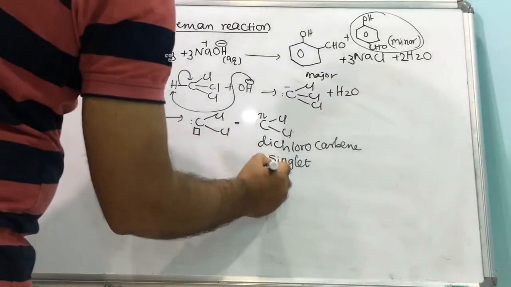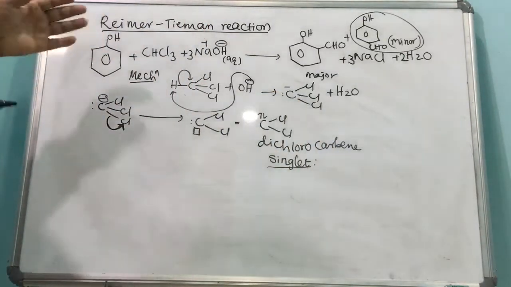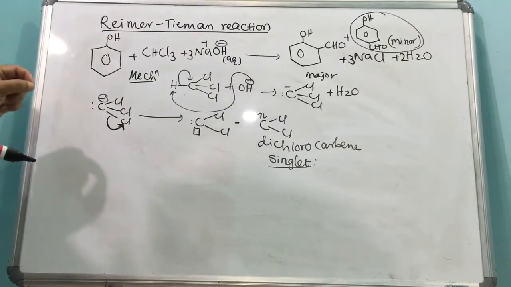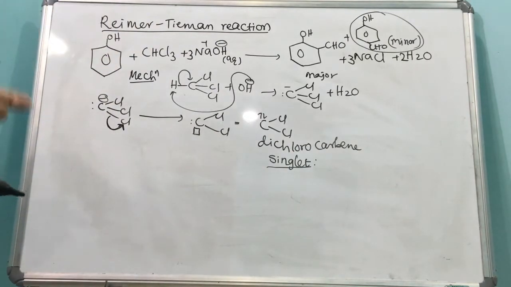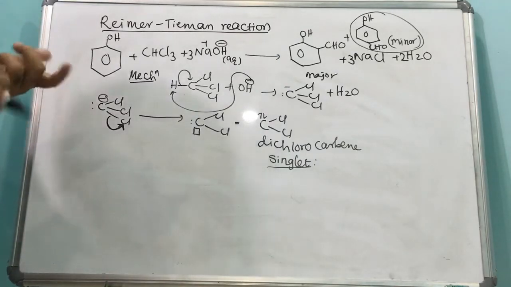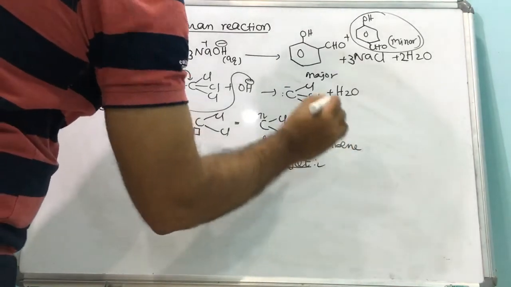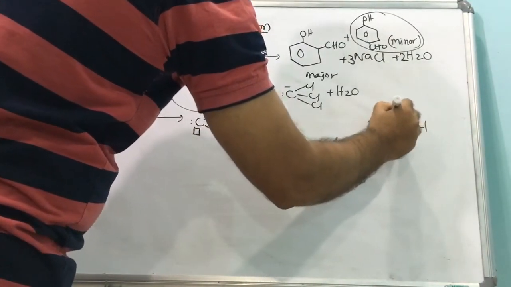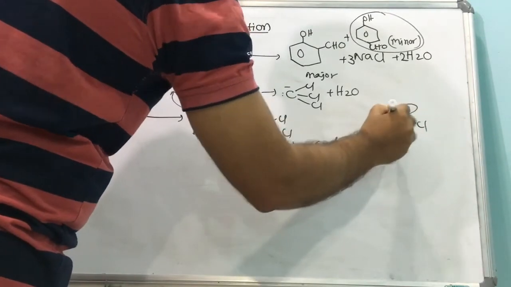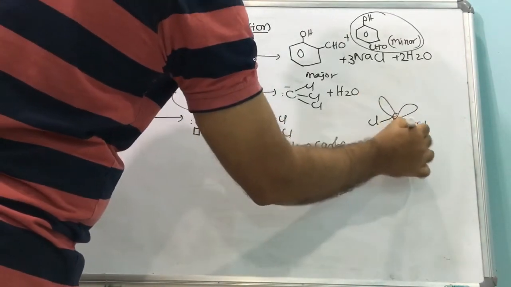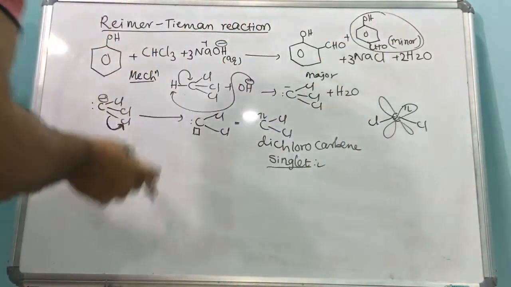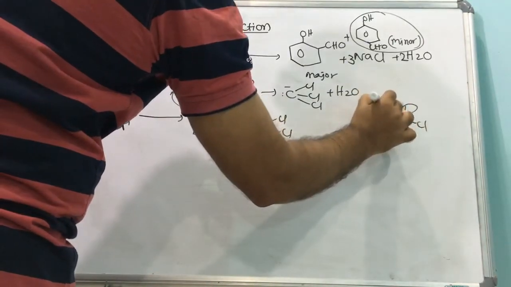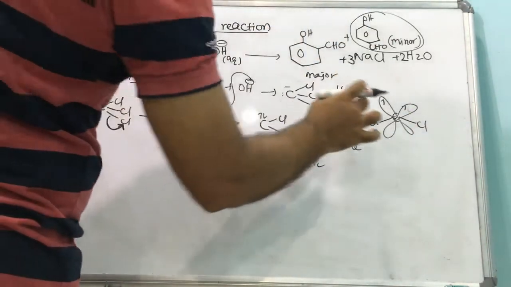This dichlorocarbene is here in the form of a singlet carbene. Sometimes in competitive exams they may ask: in the Reimer-Tiemann reaction, one of the intermediates formed, is that intermediate a singlet carbene, or a triplet carbene, or both, or none? Like this, a question they may ask. Singlet carbene means like this: Cl and carbon and Cl, and we have a vacant orbital like this. Then both electrons are present in the same orbital, so that is called singlet carbene. Triplet carbene means one of the electrons is present in another orbital. Triplet is more stable than singlet.